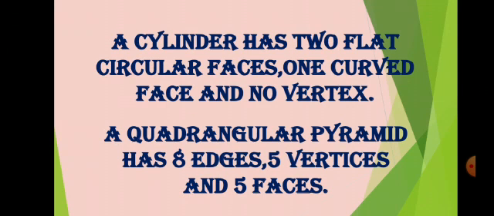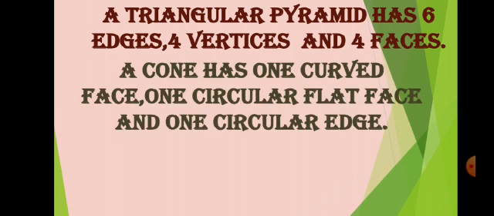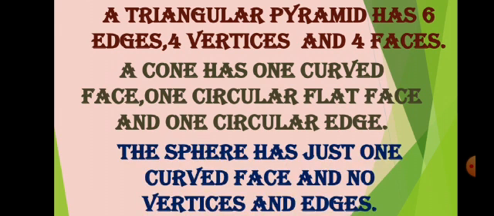A quadrangular pyramid has 8 edges, 5 vertices and 5 faces. A triangular pyramid has 6 edges, 4 vertices and 4 faces. A cone has 1 curved face, 1 circular flat face and 1 circular edge. In the last one, the sphere has just 1 curved face and no vertices and edges.